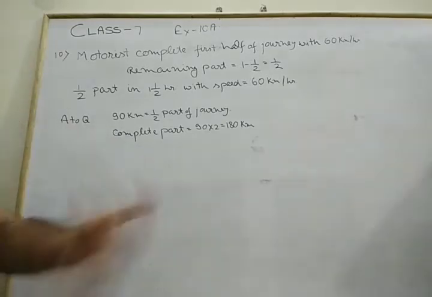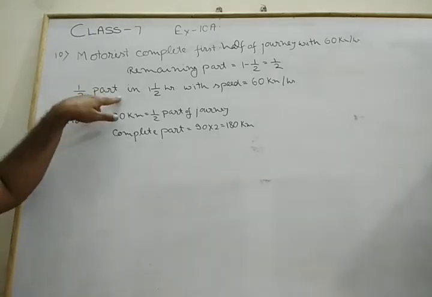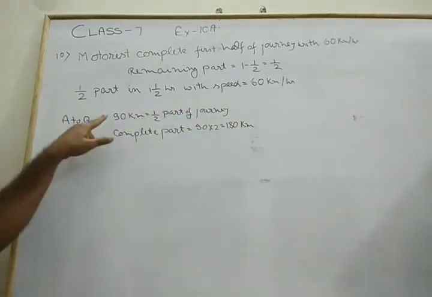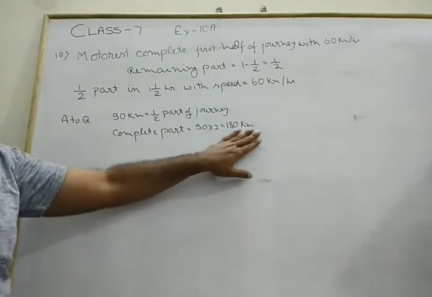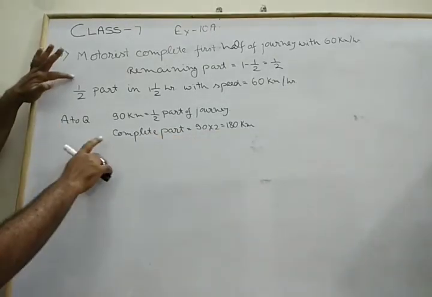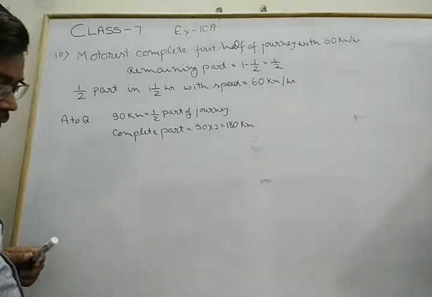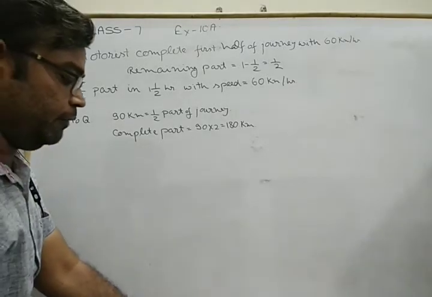In this question, the language confuses you. In one point of the question, it also says that this part of the journey is equal to 90 km. So 90 km equals half of the journey. The complete journey equals 90 into 2, 180 km. This part of the writing is a little smaller, that's why I closed the camera. Then the question says: what was his average speed for the whole journey?